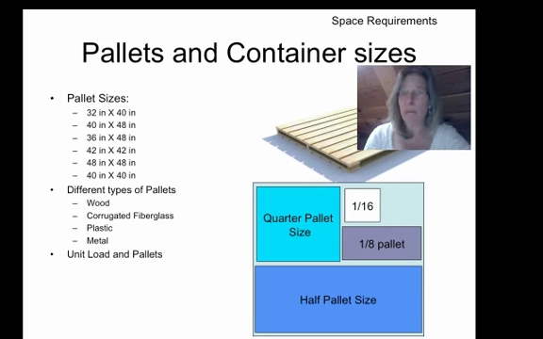The height at which it can be stacked also varies depending on how heavy the things are and how stable the boxes are. Also, there's different types of pallets: wood, corrugated fiberglass, plastic, metal. Those all have different usage. Most of them are wood, but wood has the drawback of possibly carrying more contaminants, insects, and dirt. So if it needs to be more of a clean area, you might go to fiberglass or metal or plastic.